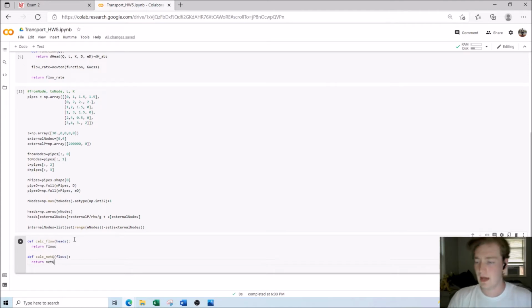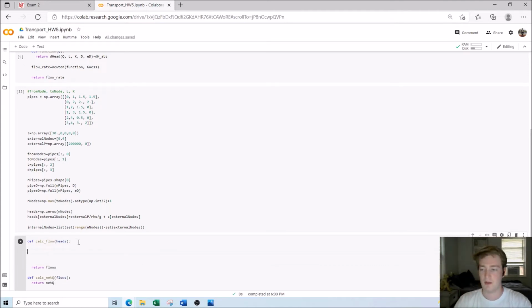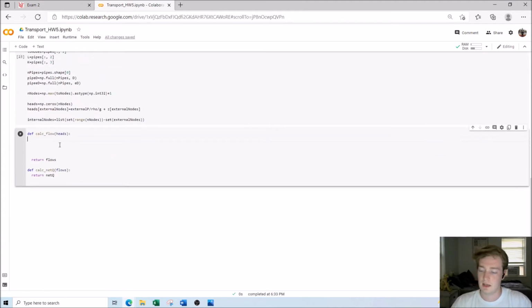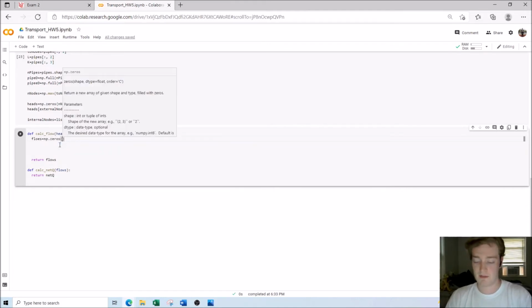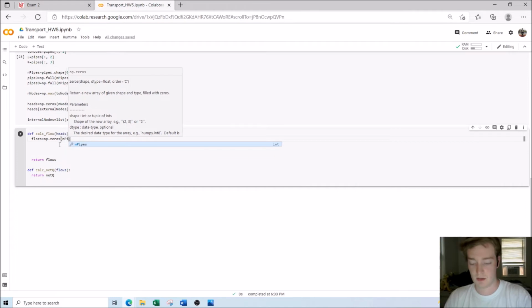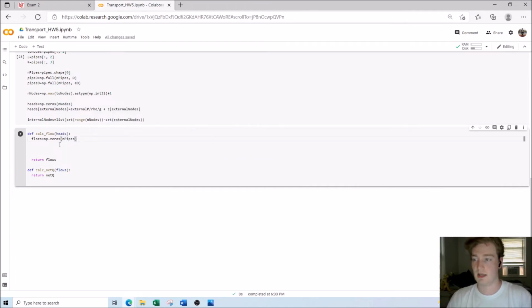All right, how are we going to go about this? Well, first thing we're going to do is make an empty list for our flows. So flows equals np dot zeros. How many flows do we have? Same number as pipes. So n pipes, just like that.